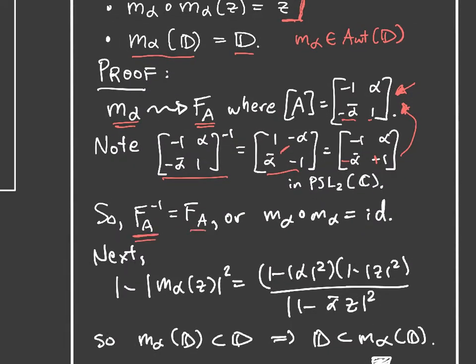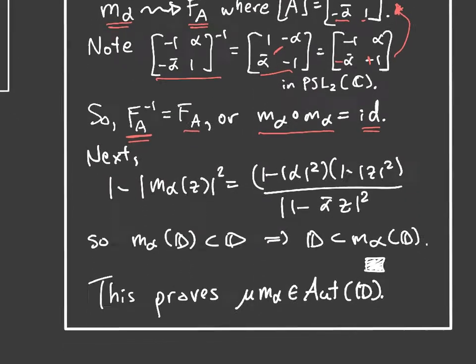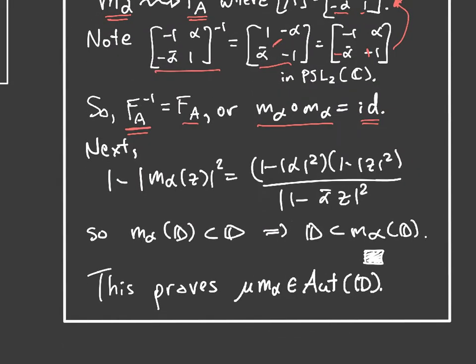So m alpha inverse is m alpha, or m alpha is its own inverse. So m alpha composed with m alpha is the identity. The next thing to show is that m alpha sends the disk onto the disk. And to prove that, we use this magic formula, which was a homework problem. 1 minus the modulus of m alpha squared can be factored into this.